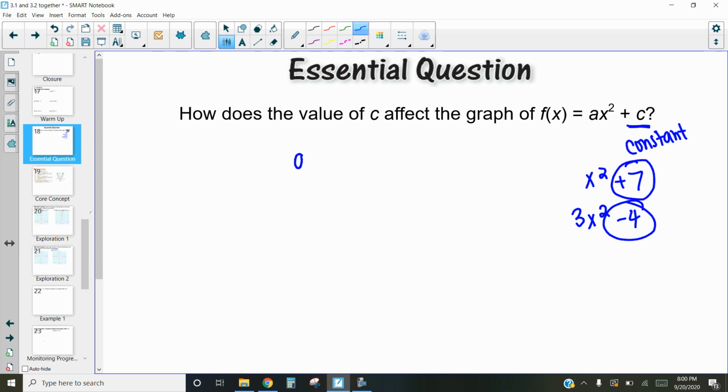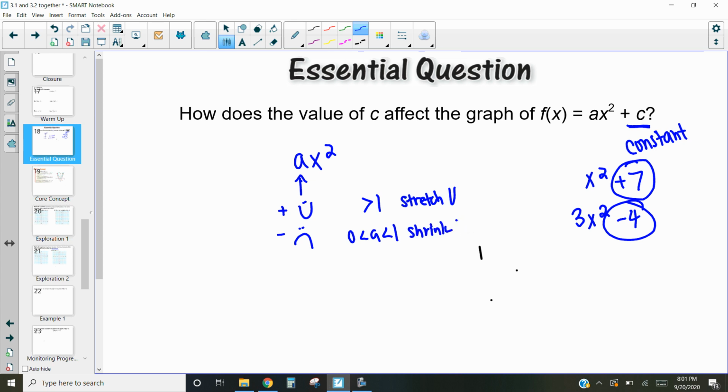Now in the previous video, we talked about how a affects our x squared function. And remember, a has kind of two components. If it's positive, it's going to open up like a smiley face. If it's negative, it's going to open down like a frowny face. Also, depending on our a value, if our a value is something greater than 1, then remember it's going to have a vertical stretch, or it's going to get thinner. And if a is somewhere between 0 and 1, then it's going to have a vertical shrink and it's going to get wider. And so remember that these work in combination.